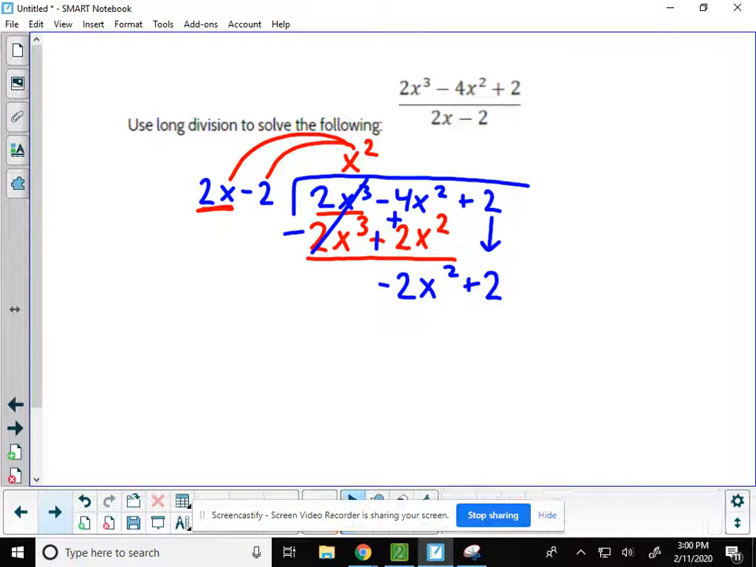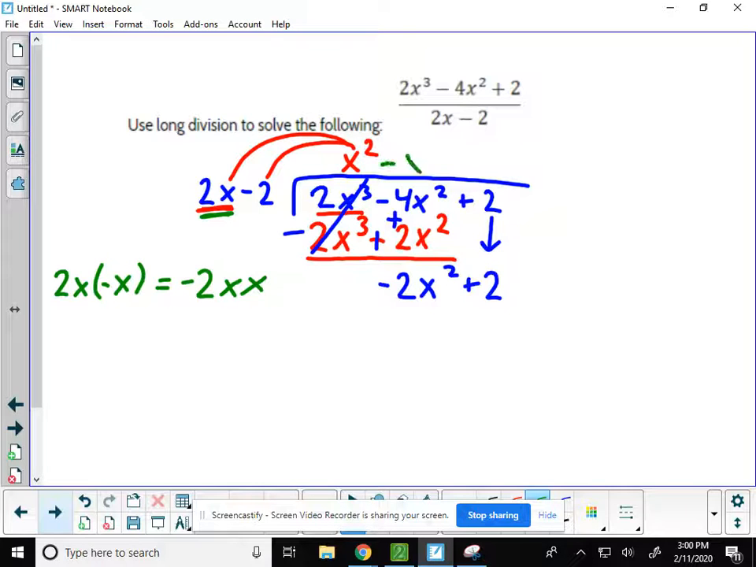So now I'm saying what times this outside 2x is going to give me negative 2x squared. So if you wanted to write that out over here, I have 2x, I'm looking for negative 2x times x. What are you still missing? You're missing a negative sign and an x. So minus x goes out there. This guy goes to both pieces again.